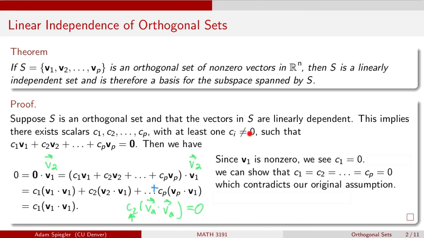But that contradicts our original assumption that these vectors are linearly dependent. So that can't be the case, and the opposite must be true, namely that S is linearly independent. All of the vectors in S are linearly independent, so S is a linearly independent set, and therefore it's going to be a basis for the space spanned by S. And so this theorem shows us one reason why orthogonal sets are particularly nice: orthogonal sets by default form a linearly independent set, and they give us a nice way of generating bases.